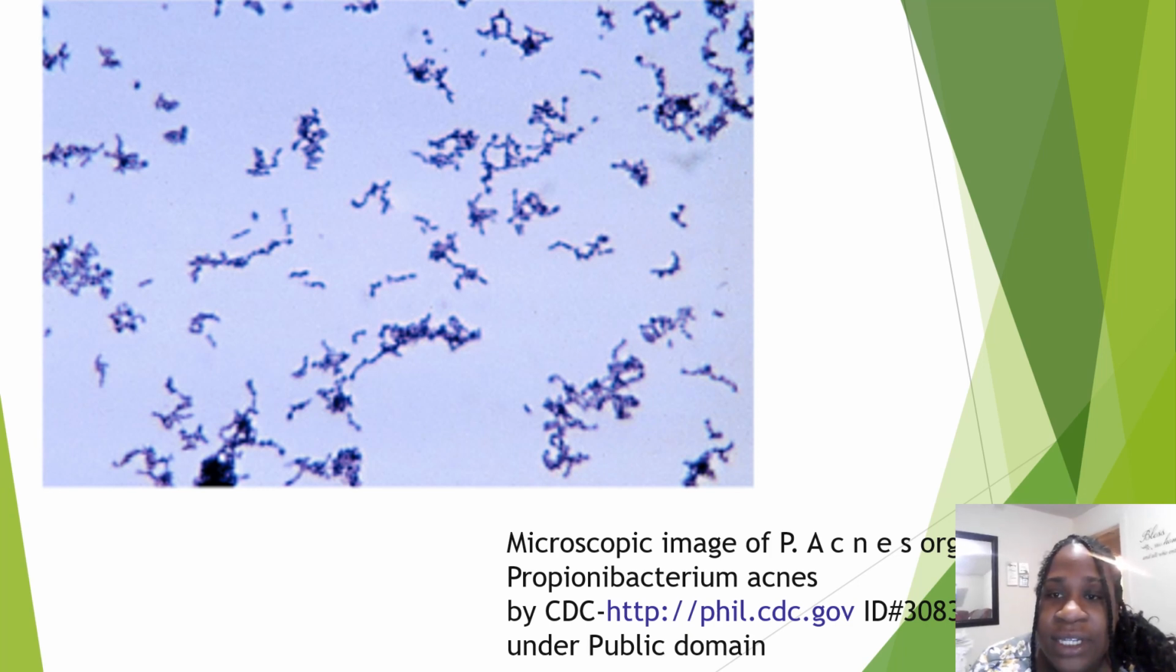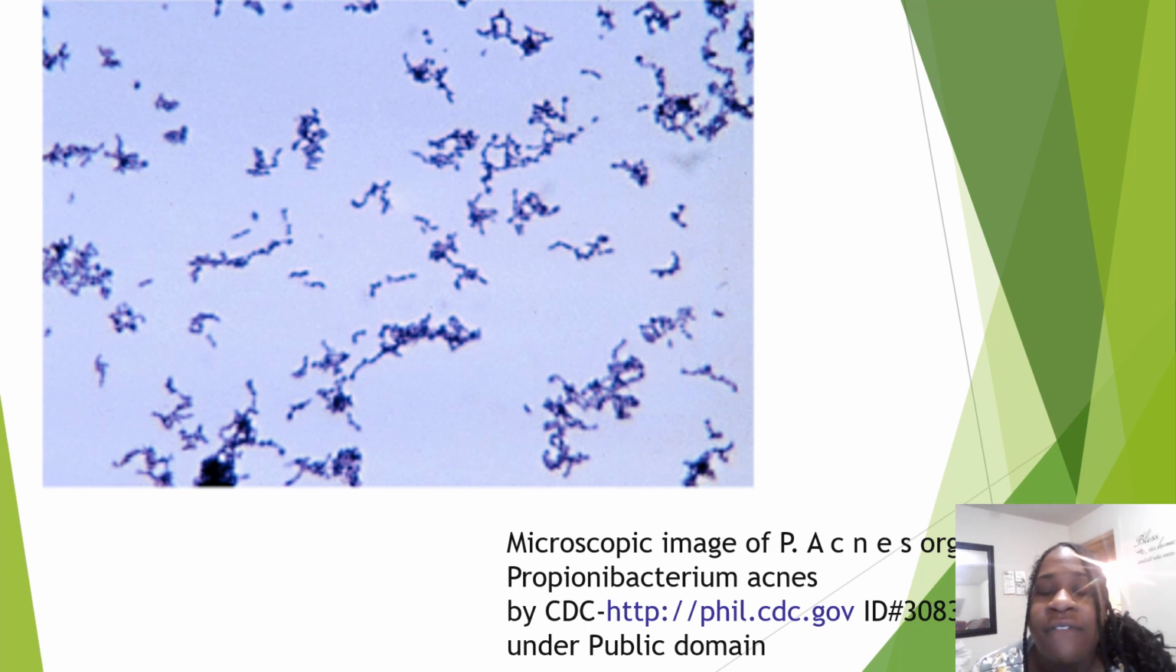Additionally, some species of Propionibacterium are used in the production of Swiss cheese due to their ability to ferment and produce carbon dioxide, which helps create the characteristic holes. These bacteria are commonly found on human skin and are involved in various processes, including the production of holes in the cheese.